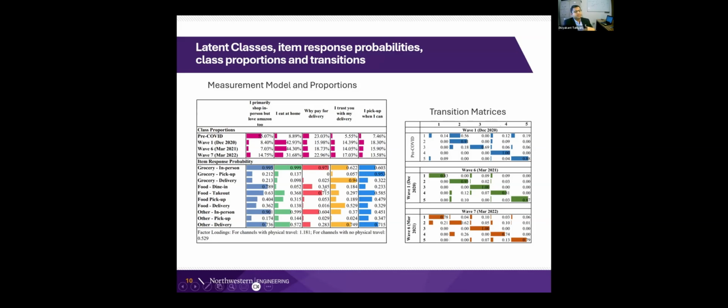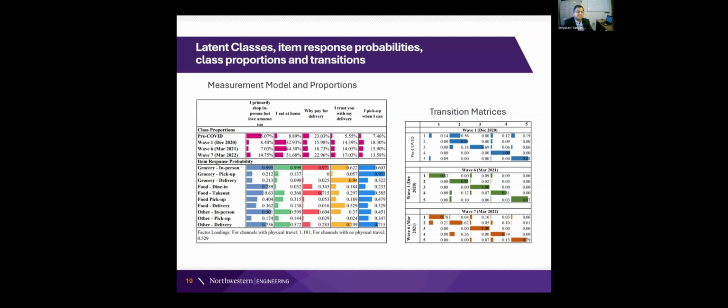So if you look at the table on the left, the bottom part of it is what is known as the item response probabilities. As I mentioned, we have 5 different latent classes. So each column is for one latent class. So you can see on top of this figure, you have names that we have given to different latent classes. For example, the first one is named I primarily shop in person, but love Amazon too. The second is called I eat at home. Third is why pay for delivery. Fourth is I trust you with my delivery. And fifth is I pick up when I can.